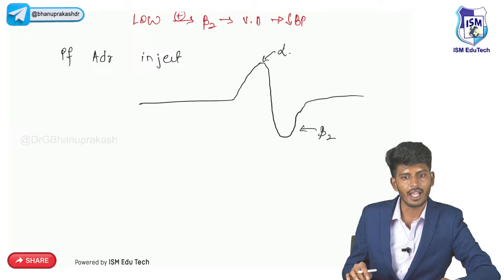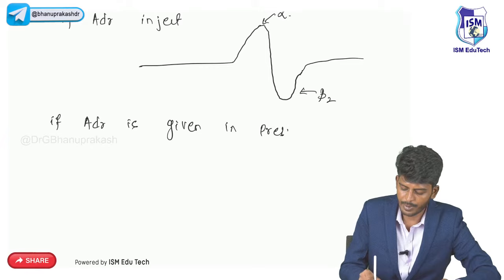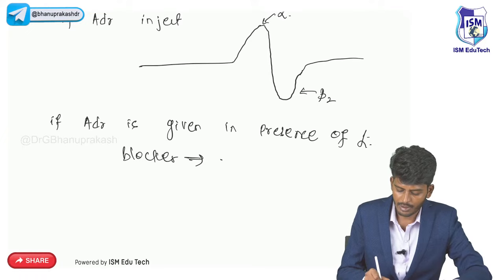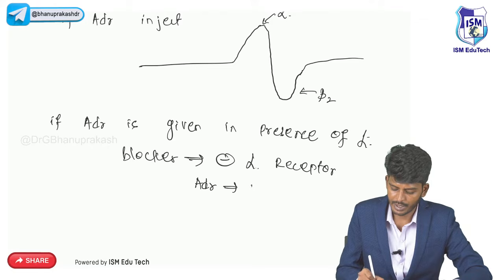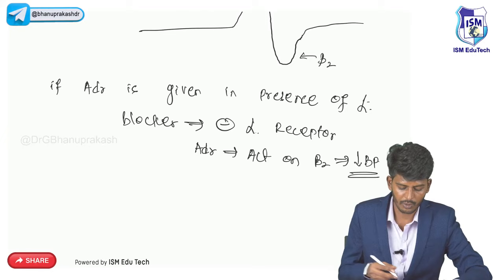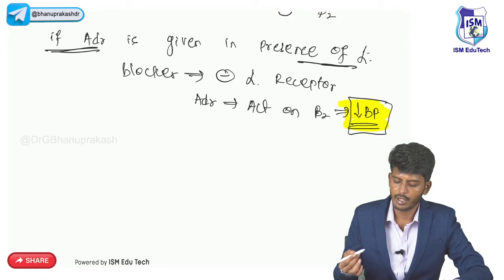But what is the MCQ? If adrenaline is given in the presence of an alpha blocker, what is going to happen? If there is a blockade of the alpha receptor, automatically your adrenaline will act on the beta 2 receptor. If adrenaline acts on beta 2, it will lead to a decrease of the BP. This is a very important question. If adrenaline is given in the presence of an alpha blocker, the end result is a decrease of the BP. This is a very important MCQ which has been asked. So please remember, adrenaline given in the presence of an alpha blocker, BP will fall.